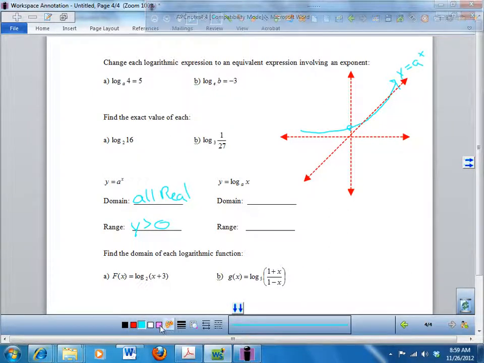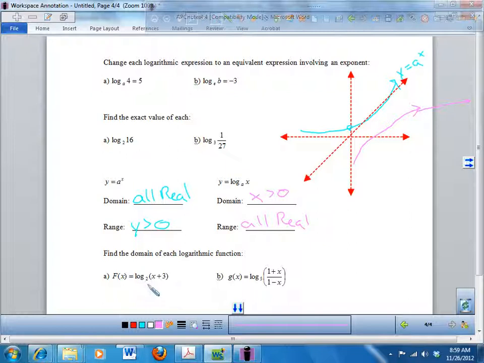So if I were to graph Y equals log base A of X, which looks more like this, okay? Its domain and range switch. So the domain is now X has got to be greater than 0. And the range is all real. And even though this goes up slowly, it still keeps going up. Logarithmic functions don't approach a horizontal asymptote. Okay?